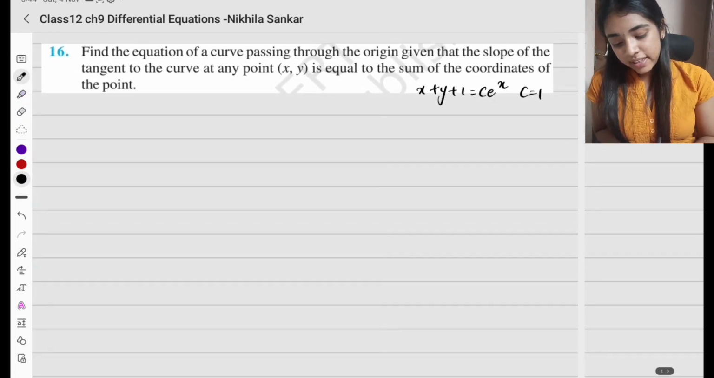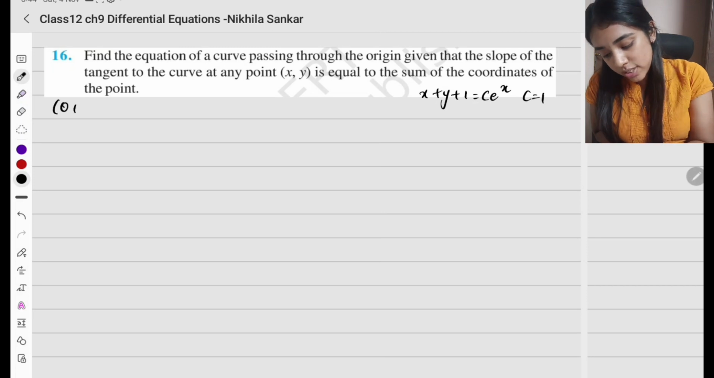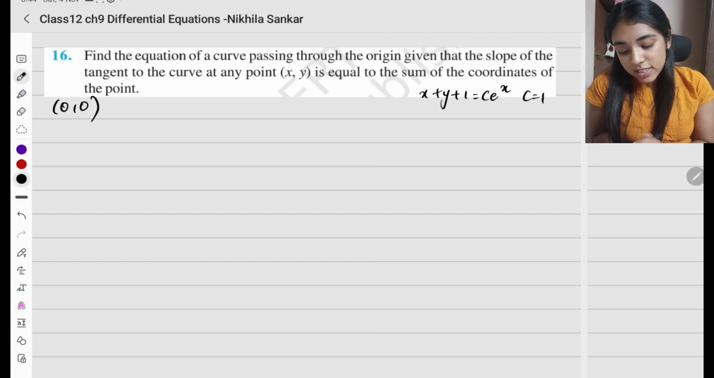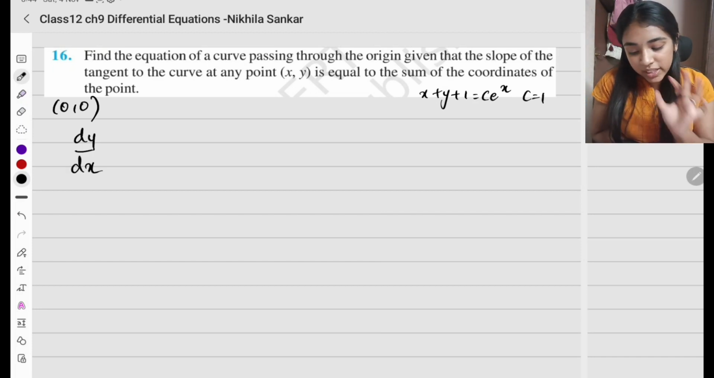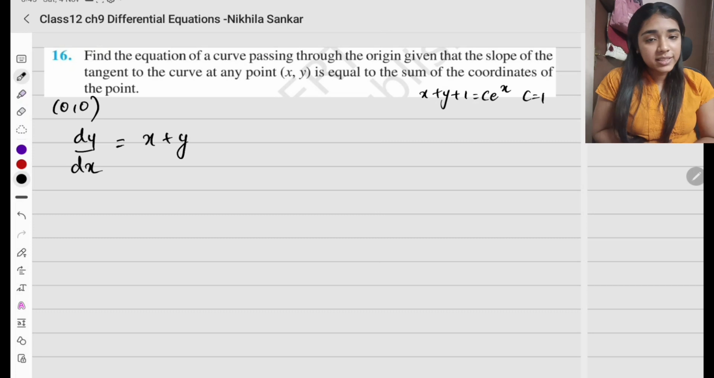Question number 16. Find the equation of the curve passing through the origin. Origin na anartham 0, 0. So particular solution ku points kuduttaanga. So given that the slope of the tangent dy by dx to the curve at any point x comma y is equal to the sum of the coordinates x by y.